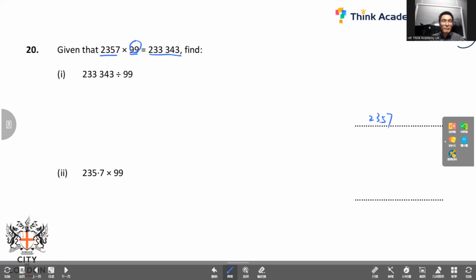And then the answer for the second one. If I shrink one multiplier by 10 times, then the properties of multiplication tell us that the product will also shrink by 10 times. So you can either divide by 10, or you can move the decimal point, which is after the last 3 over here, one digit to the left, right? So the answer shall be 23334.3. Okay.